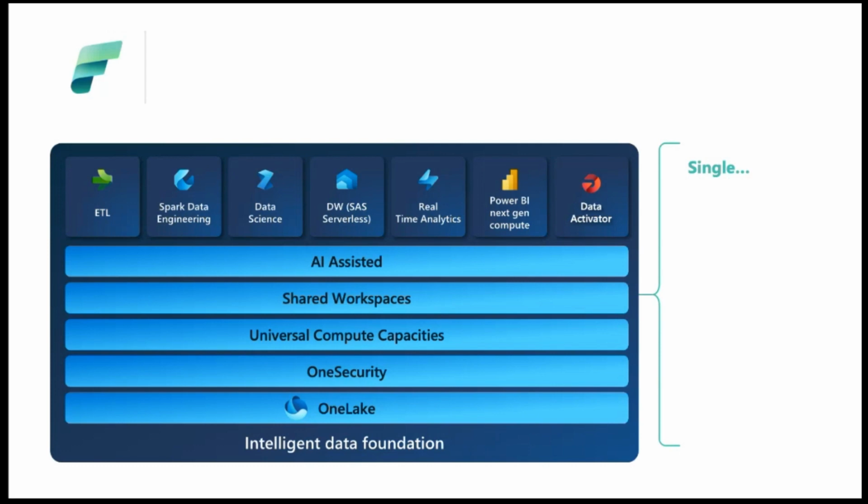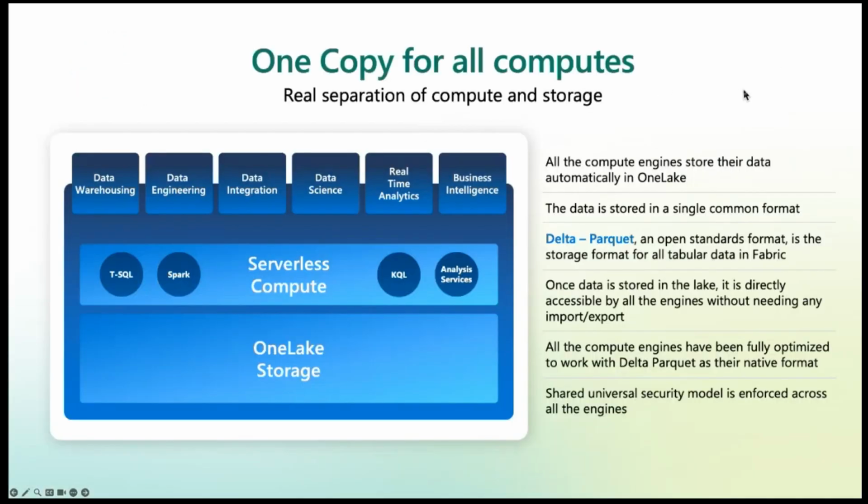There's a security layer, of course, and then universal compute capacity. So what you do is you buy compute for all these things at once, and you can use them and allocate them. And there's a shared workspaces ability to share, and everything is AI assisted. And maybe the next slide gives a little bit more context to this.